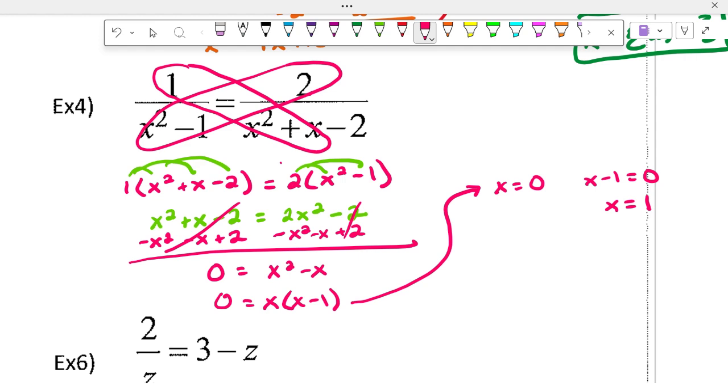So automatically, we don't even have to check the second one. Automatically, x equals 1 is a what? It's extraneous. So it's gone. So our answer is just x equals 0. So as long as you get 0 in the denominator for one of your fractions, you don't even need to bother checking the other.